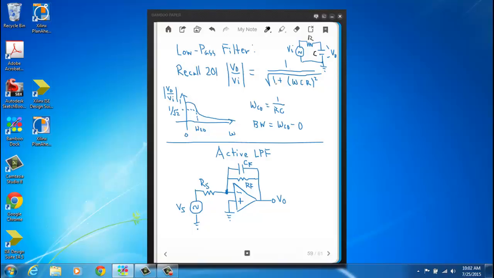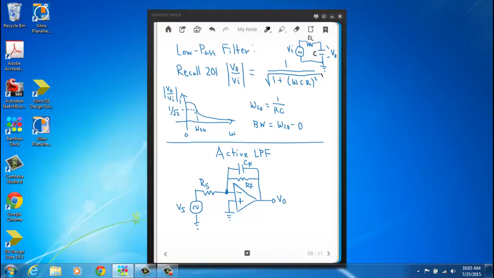1 over the square root of 1 plus omega CR squared. And if you plot the magnitude of V out over VI versus the source frequency omega, you get this classic lazy S kind of curve that's a low-pass filter frequency response curve. So this was covered in your 201 class.